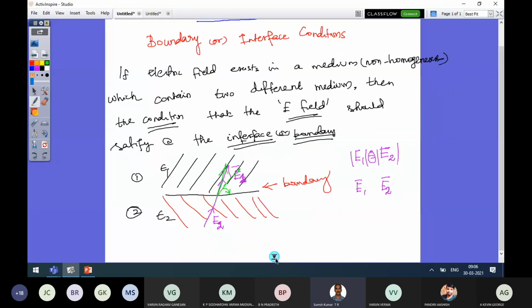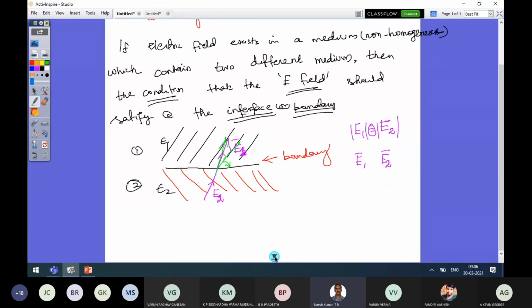So the application of this topic: I'm repeating, the boundary condition is the condition that the electric field is supposed to satisfy at the boundary or the interface, where the interface is a junction of two different mediums. You can have a number of mediums, but we will always consider two mediums, and at the interface we have to apply the boundary condition, or we need to calculate the boundary condition.